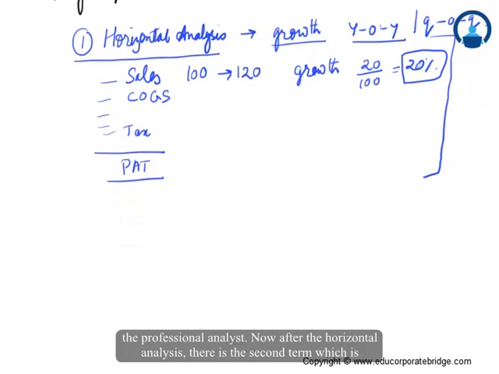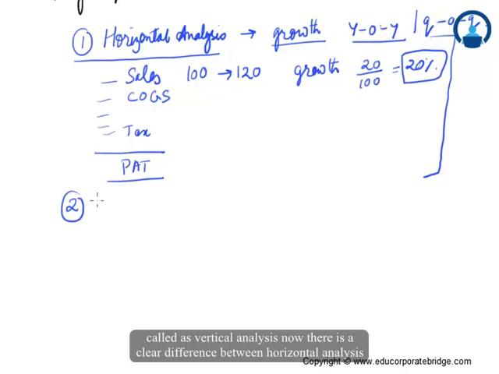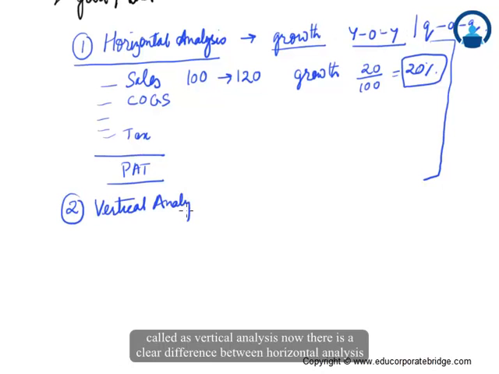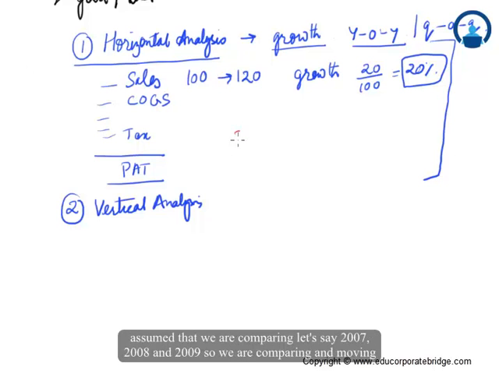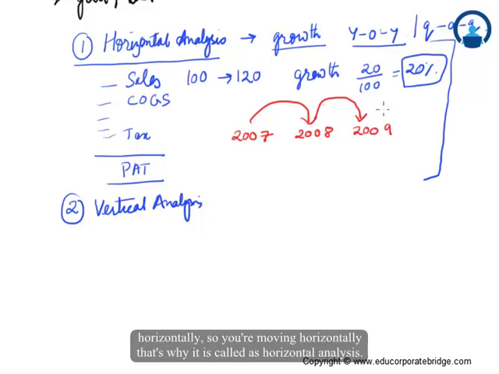Now after the horizontal analysis, there is the second term which is called vertical analysis. There's a clear difference between horizontal analysis and vertical analysis. In horizontal analysis, we are comparing, let's say, 2007 with 2008, 2009. So we are comparing and moving horizontally, that's why it is called horizontal analysis.